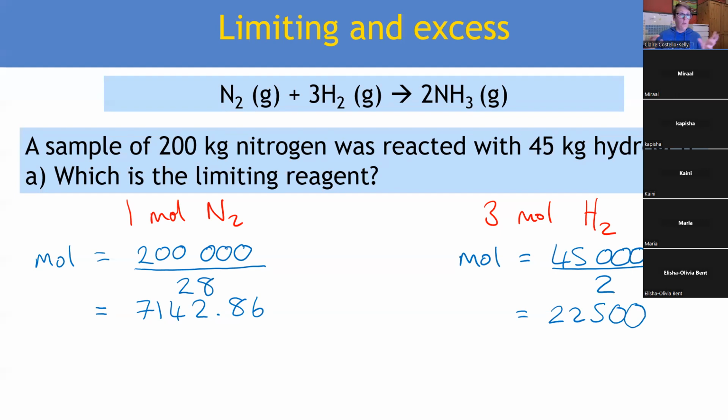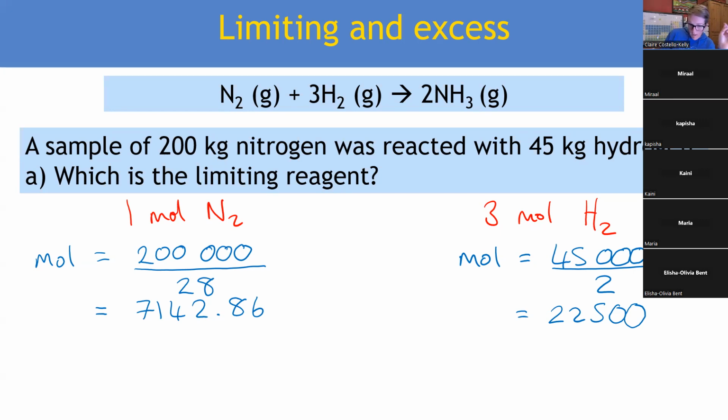So there are 2 ways round that I can do this calculation. They're both right, neither of them is wrong. The easiest one is to look at probably the nitrogen. I think that's probably the one that makes most sense to people. So I've got 7,142 moles-ish of nitrogen.